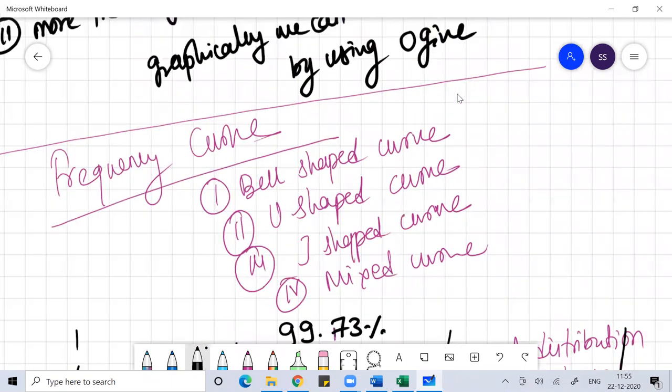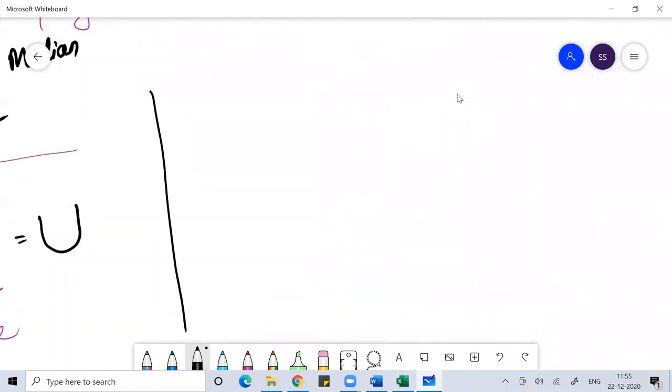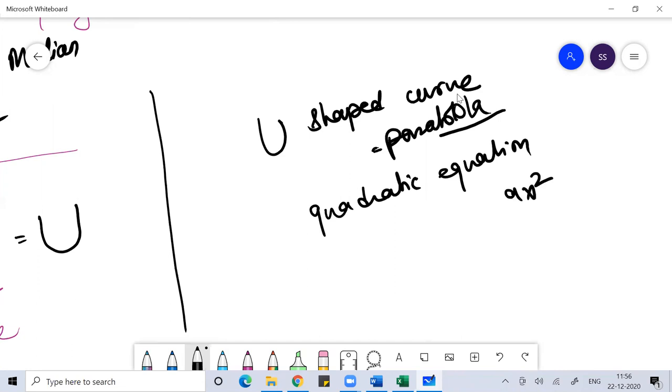After the bell-shaped curve, the next kind of curve we can study is the U-shaped curve. If you remember, a U-shaped curve is normally called a parabola. We study parabola whenever we study quadratic equations, which can be represented in this form, ax square plus bx plus c. The graph of a quadratic equation is always like this.